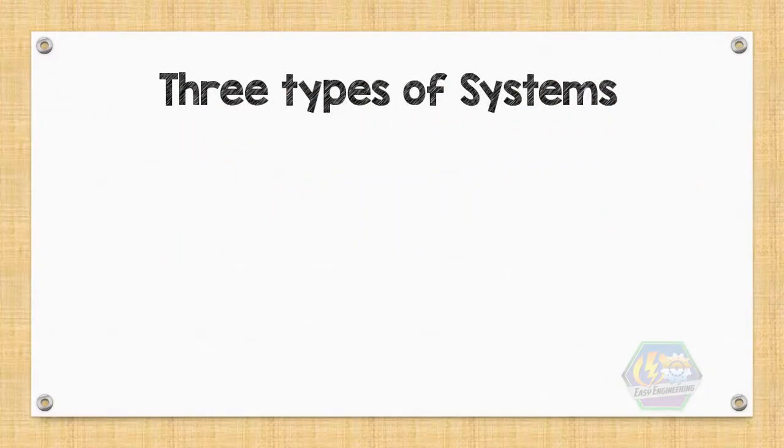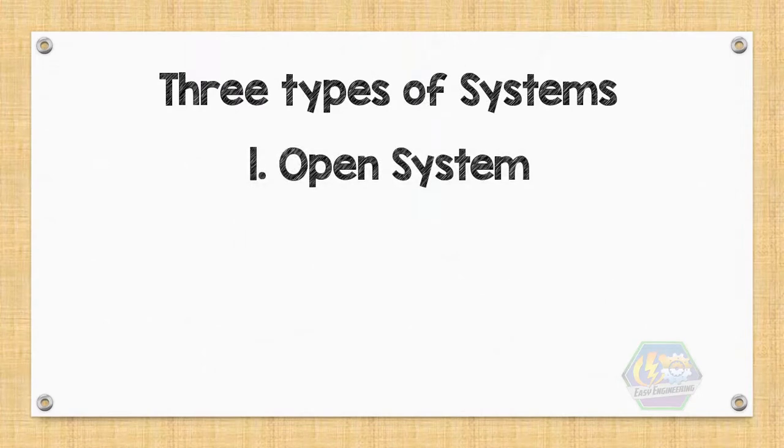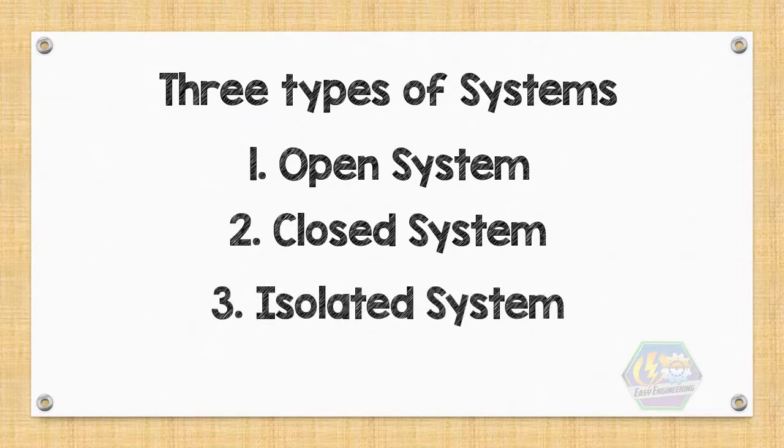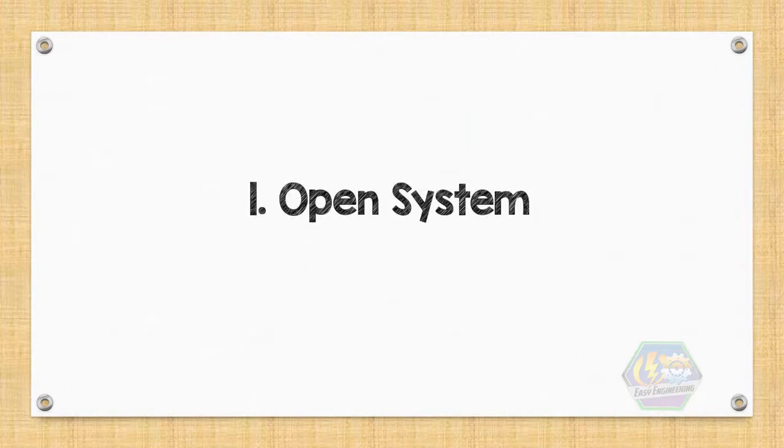So we can now move to the interesting part. I want you to know that there are three types of systems, namely open system, closed system, and isolated system. To classify and identify what system we are looking at, we need to know the interactions between a system and its surroundings that take place across the boundary. So first, let's talk about the open system. What interactions are in the open system?